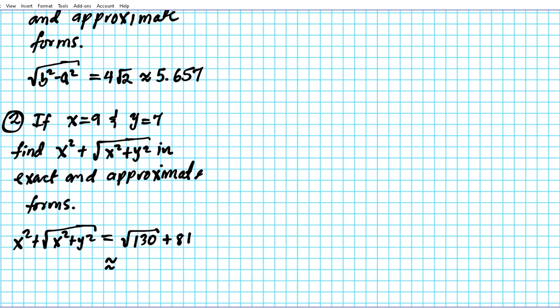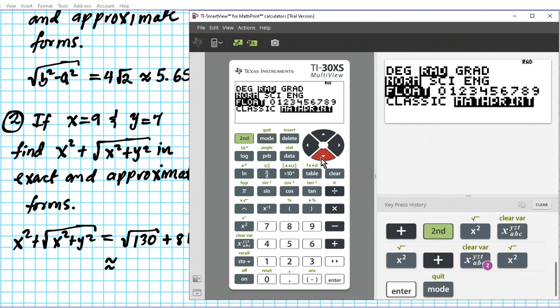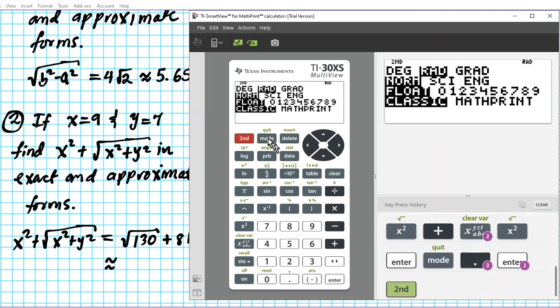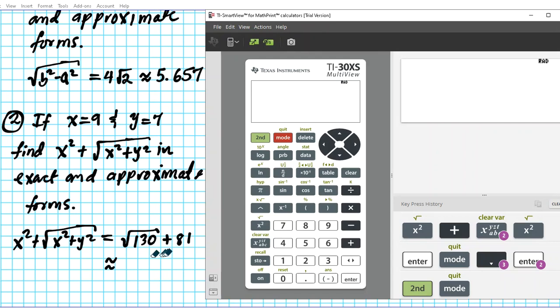How about the approximate form? Let's look at the approximate form. So for the approximate form, I'm going to press mode and go to classic, okay? Enter, quit that window, and let me enter the answer I entered before, which is root 130 plus 81. That's just a shortcut. I don't want to do the whole thing again.